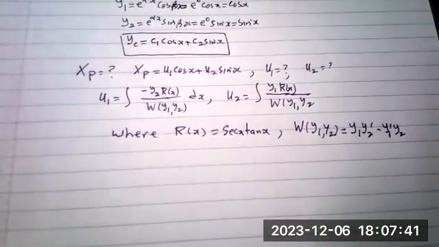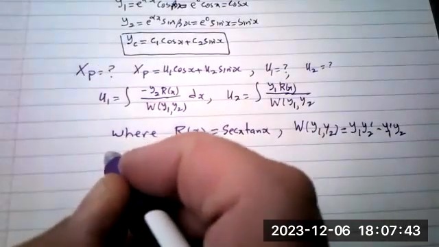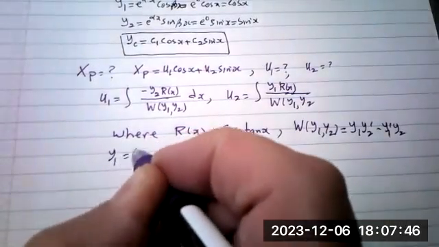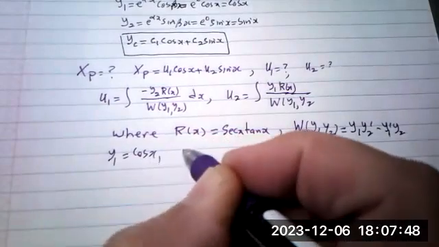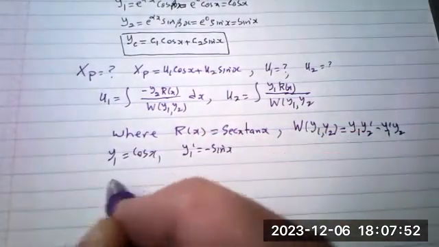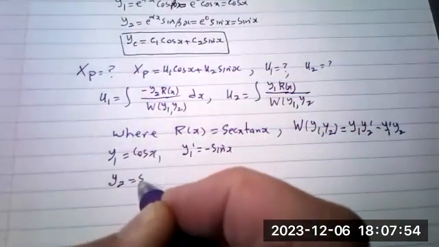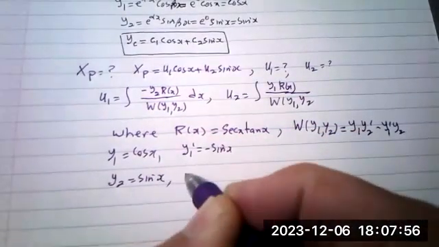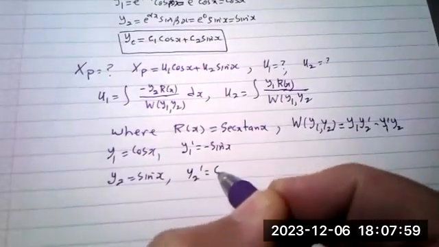Okay, so we go for it. We pick y1 to be cosine of x, so y1 prime would be negative sine x. We pick y2 to be sine x, so y2 prime would be cosine x.